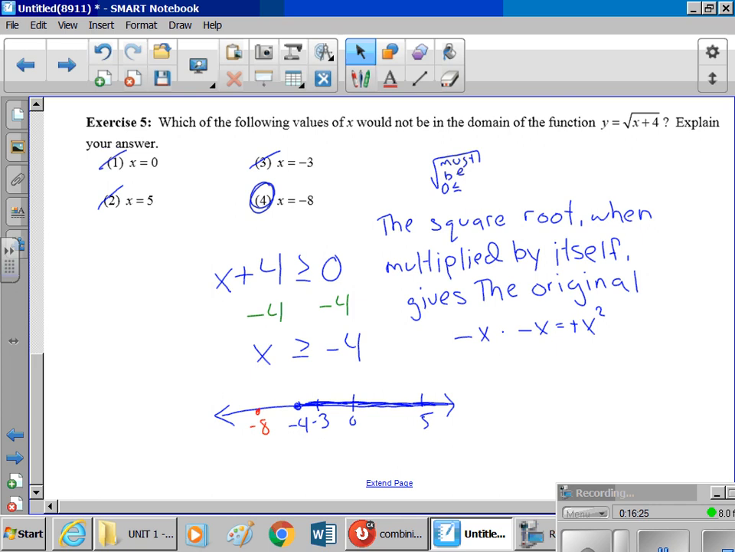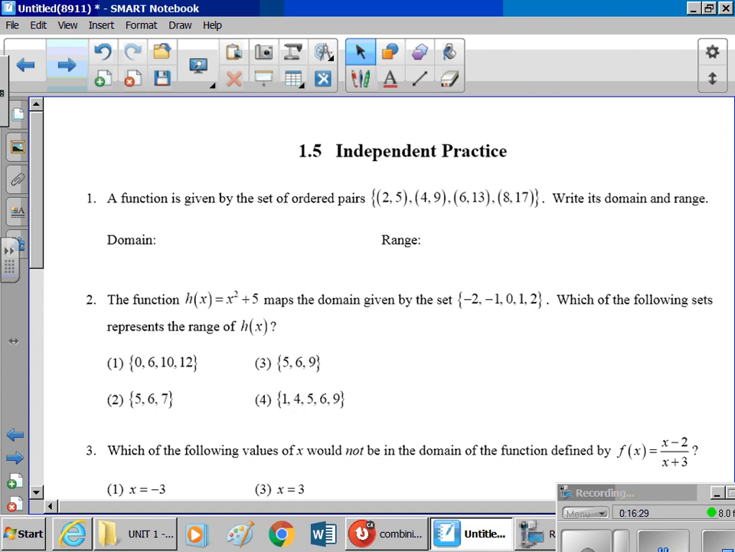I think we're done. Is there an exercise 6? I think that might be it. Nope, that's it. So we're good for today. We are at 16 minutes. Woohoo! And we will finish the independent practice in class tomorrow.